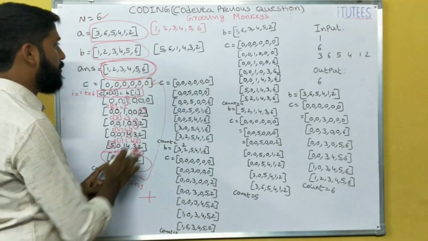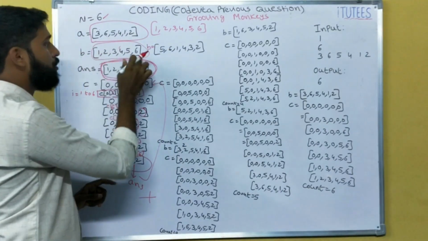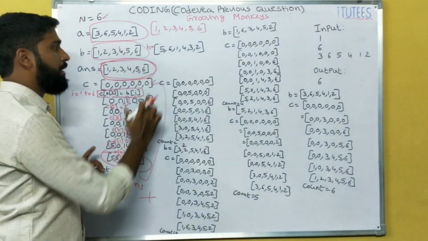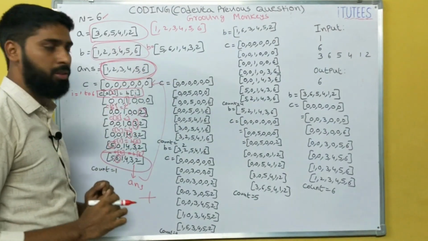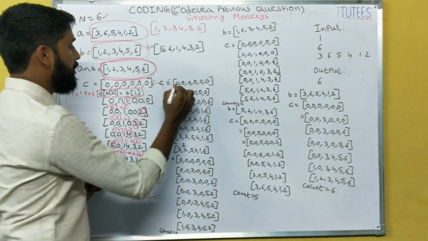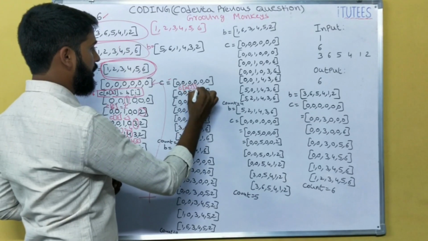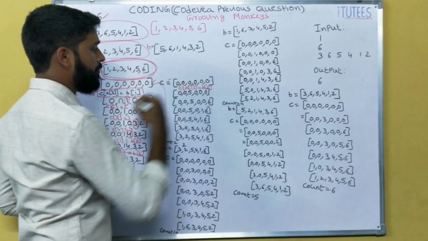Now the C value becomes the B value. Now this is B equals to. Initially we are taking 1, 2, 3, 4, 5, 6. After one iteration B equals 5, 6, 1, 4, 3, 2. Again we can run the same loop again. So what is the loop? C of A of I equals to B of I.